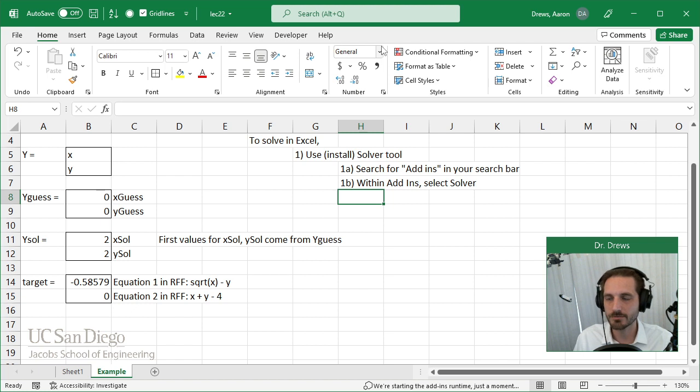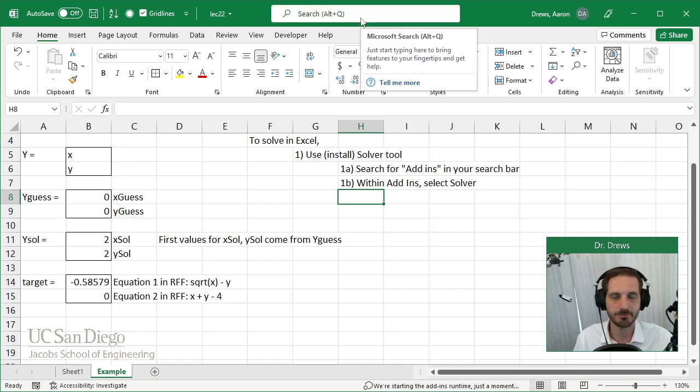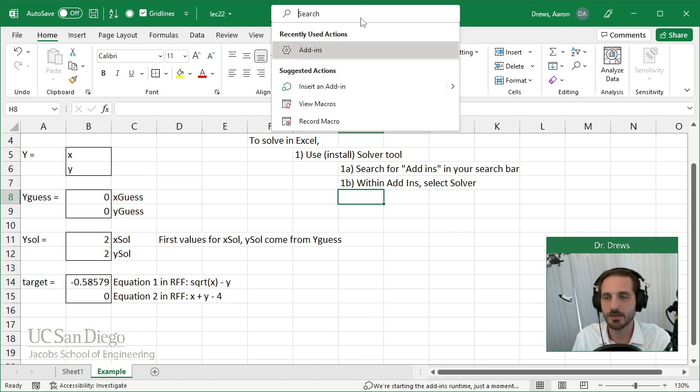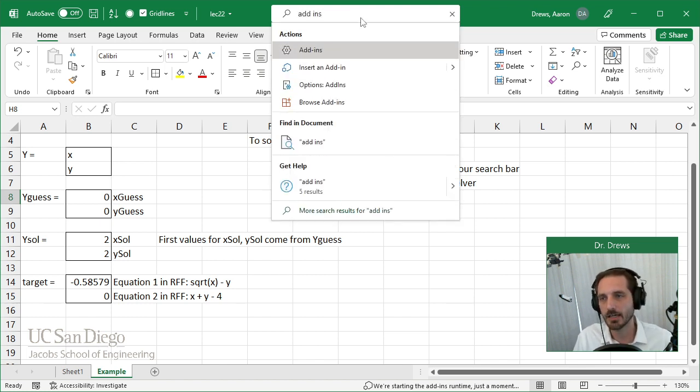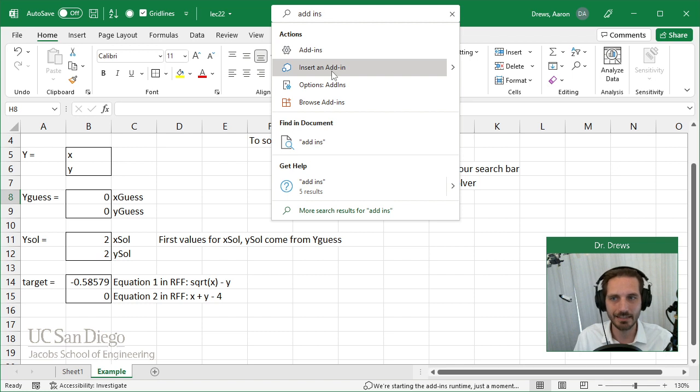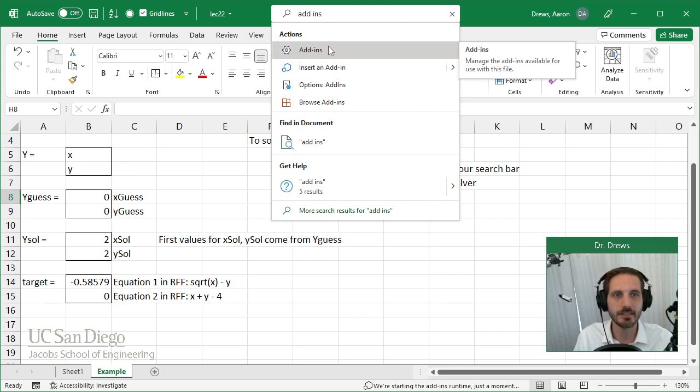If you're on the online version of Excel, I don't know if it works the same. But if you're on one of the installed versions of Excel on your computer, you should have a search bar that looks something like that. Maybe it's moved somewhere else. And so I'm going to search for add-ins. You want the one, not insert an add-in like this, but the one that looks like a gear. So you want to be able to manage the add-ins that are available. So you should have something that looks like that.